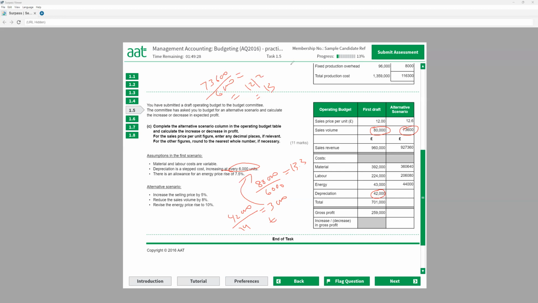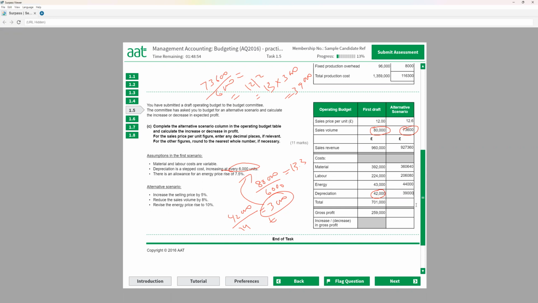So I'm sure you know how to do the step cost. The step cost means it's fixed up to a certain level, and after that it increases for another certain level. So I have 13 steps, and per step is 3,000. So for every 6,000 units it is 3,000. 13 times 3,000 is 39,000. We have 39,000 here.